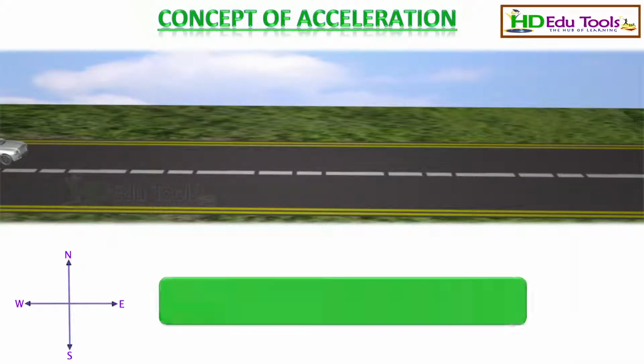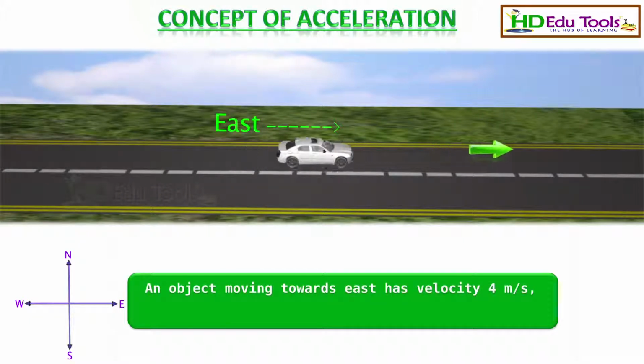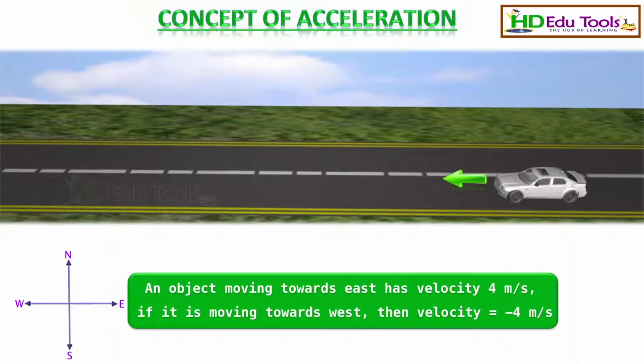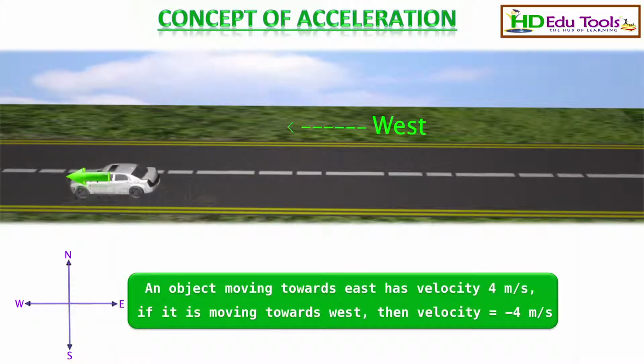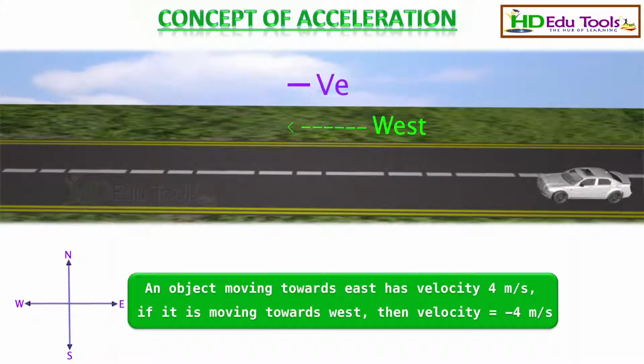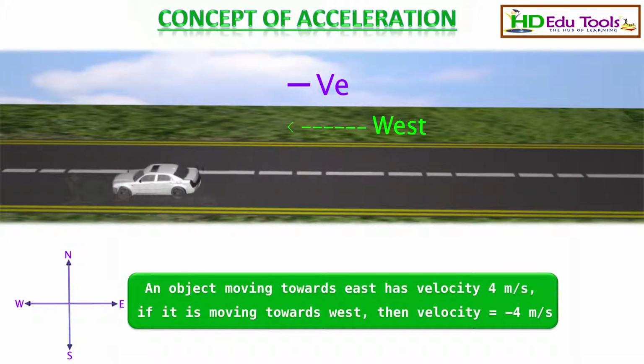Now we consider another example. An object is moving towards east, having velocity 4 meters per second. If it is moving towards west, then what do we have to write as velocity? Towards east we are considering positive. Therefore, towards west we have to consider negative. That means we have to write the velocity is minus 4 meters per second.